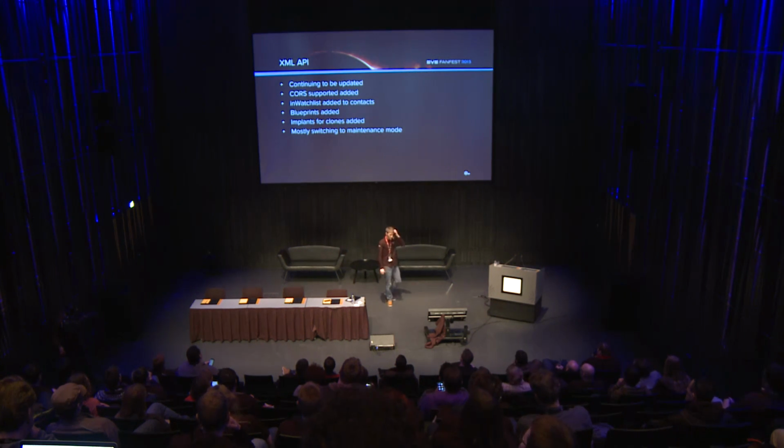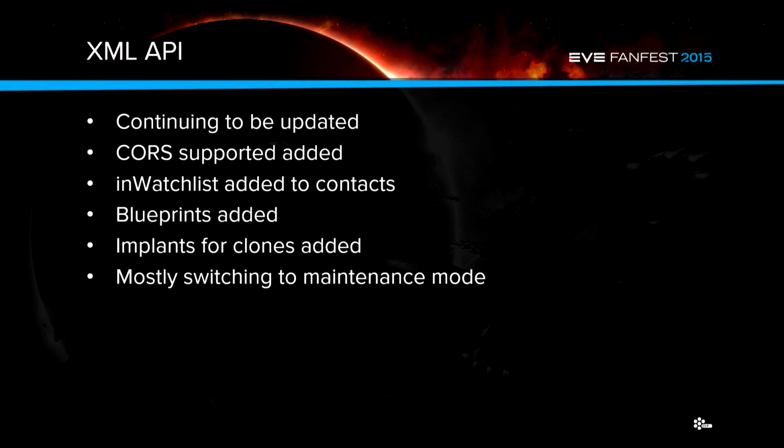The XML API, we have continued to update it. We've added a few new things to it. The CORS headers have been added to it. The contacts page was updated to include the watch list information. We added a blueprints endpoint to it, so you get all your blueprint information. Things like that, that was all added. At this point, though, and I'll get into why, we're primarily switching the XML API over to a maintenance mode, so you probably won't see much stuff added to it after this point in time.